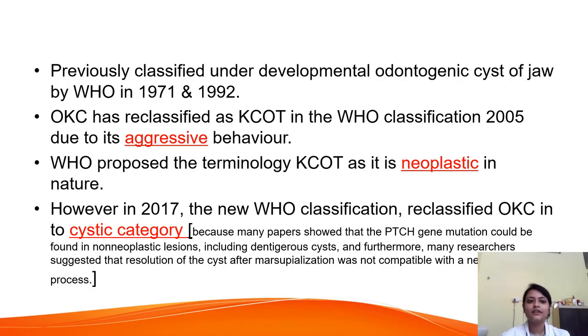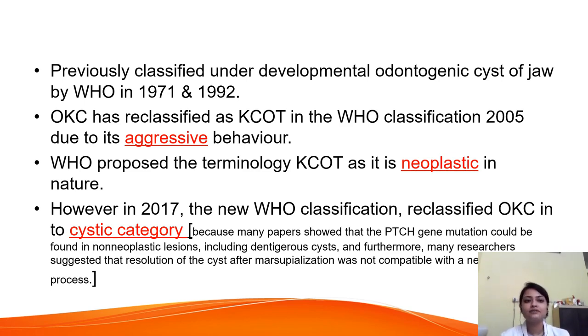Now there are several controversies regarding the name odontogenic keratocyst, which started from 1971. It was previously classified under the developmental odontogenic cysts of the jaw by WHO in 1971 and 1992. Then OKC was reclassified as KCOT, keratocystic odontogenic tumor, in 2005 due to its aggressive behavior and also its neoplastic behavior. So, because of these two natures only, it was reclassified as a tumor. But again in 2017, WHO classified it as a cyst.